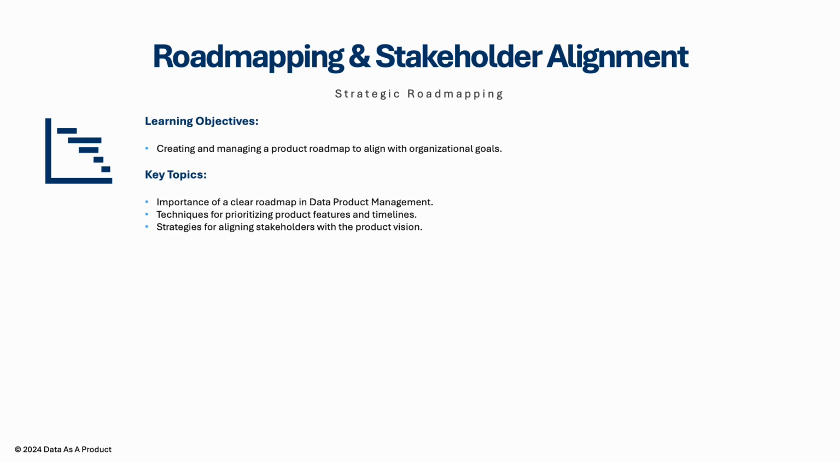Once you've designed, prototyped, and tested your data product, it's time to look at the bigger picture. How will this product evolve over time, and how can you ensure that everyone involved is on the same page? This is where road mapping and stakeholder alignment come into play.